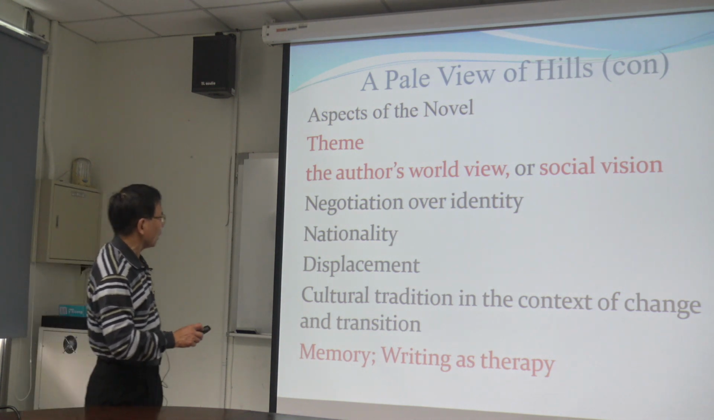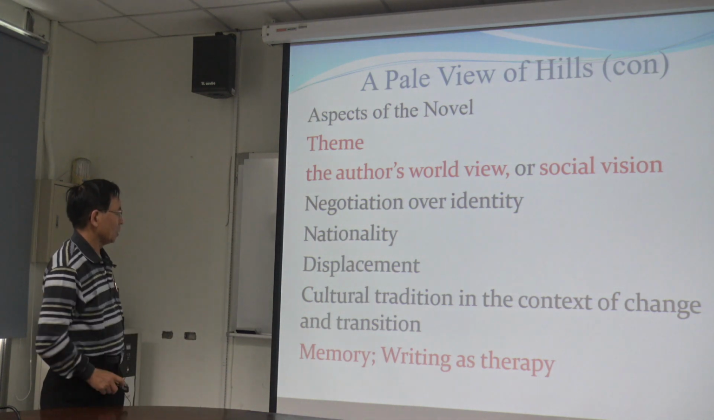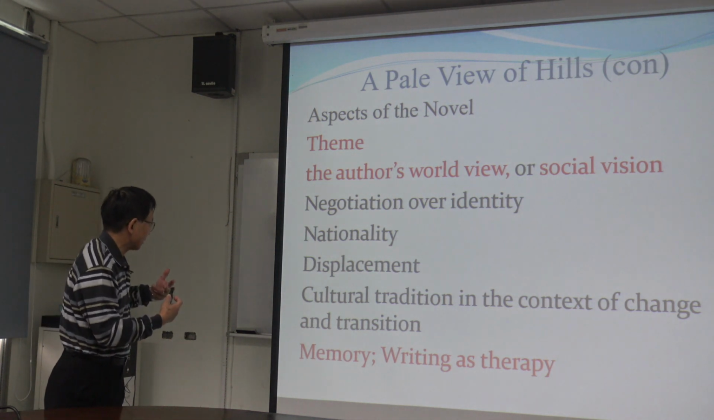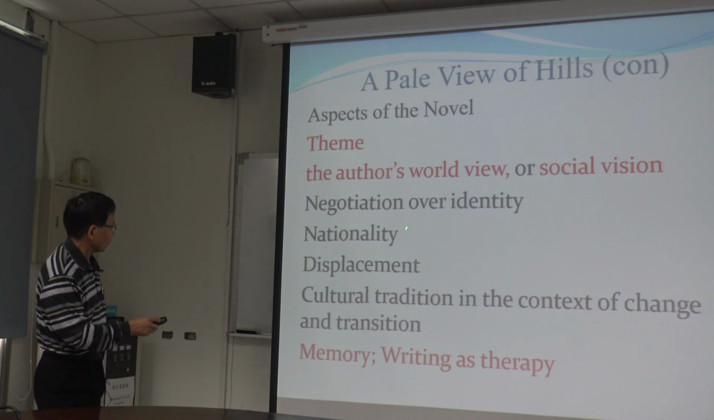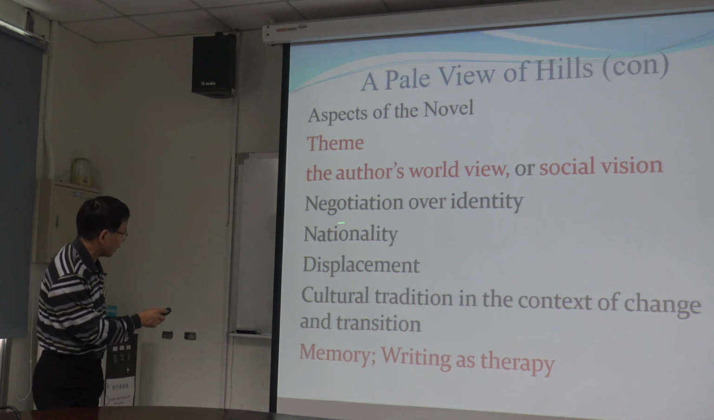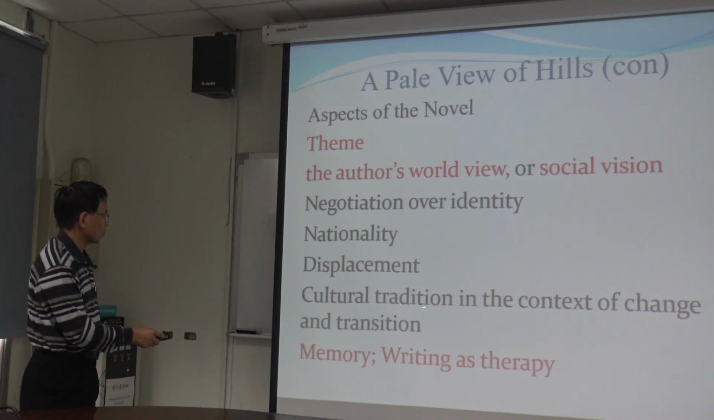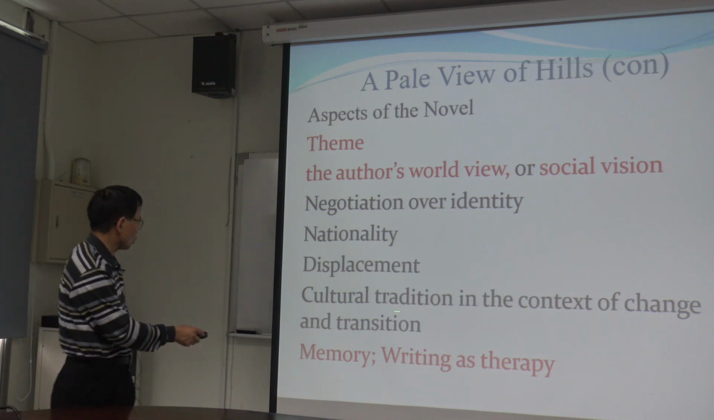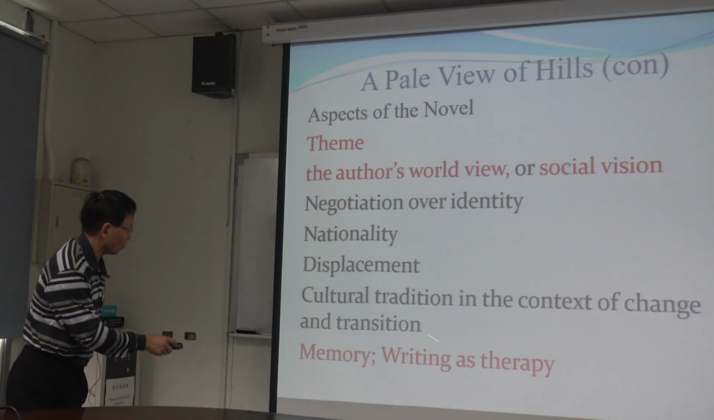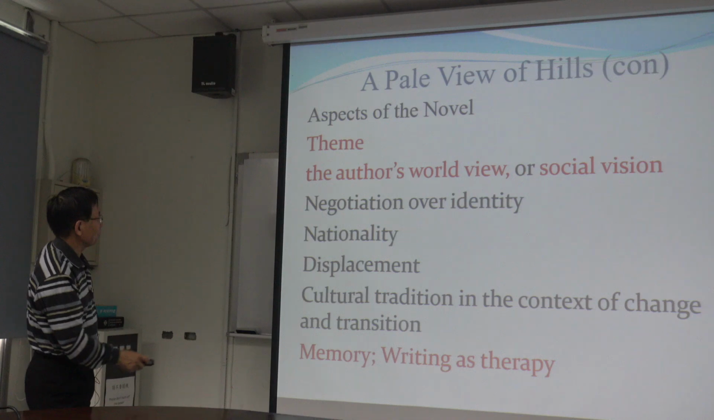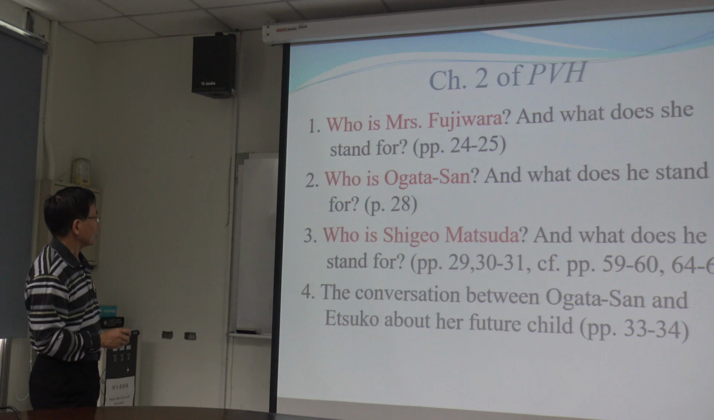We can interpret the novel as negotiation over identity or negotiation with the past. Or we can talk about the novel as dealing with nationality, 国族, 国籍, talking about displacement, okay? Talking about culture, tradition in the context of change and transition. We can talk about memory, we can talk about writing or storytelling as therapy. All these are the so-called themes in the novel. This is another aspect of the novel, okay?